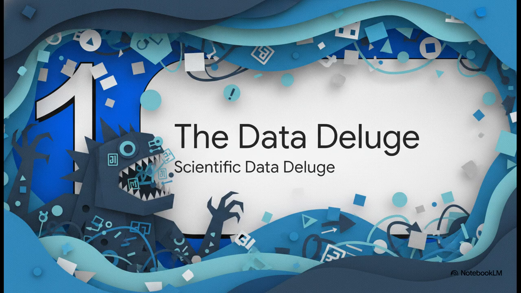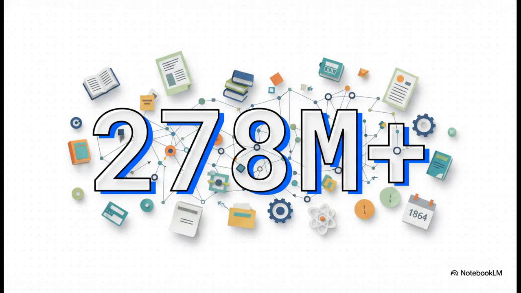The Scientific Data Deluge. To really understand the stakes here, just consider this number for a second. The Web of Science database alone holds over 278 million detailed metadata records, and it connects those records with over 3.3 billion citation links, going all the way back to 1864. That is an amount of data that the human brain simply cannot process. We absolutely need machines to do the heavy lifting for us, but machines require structure.